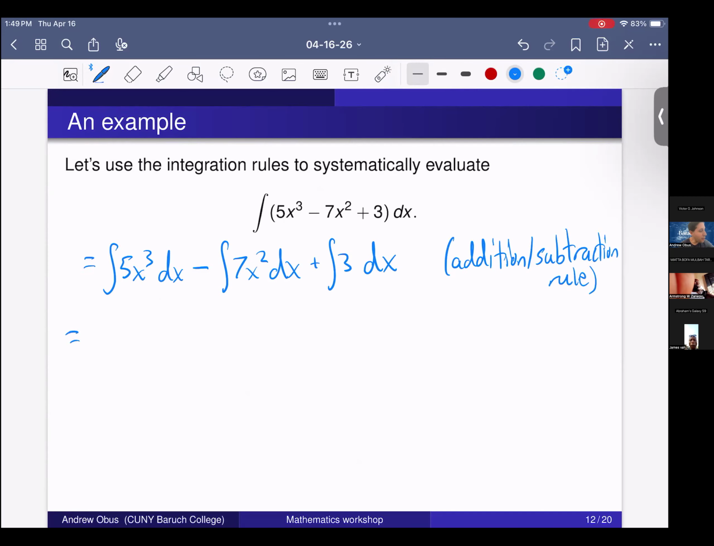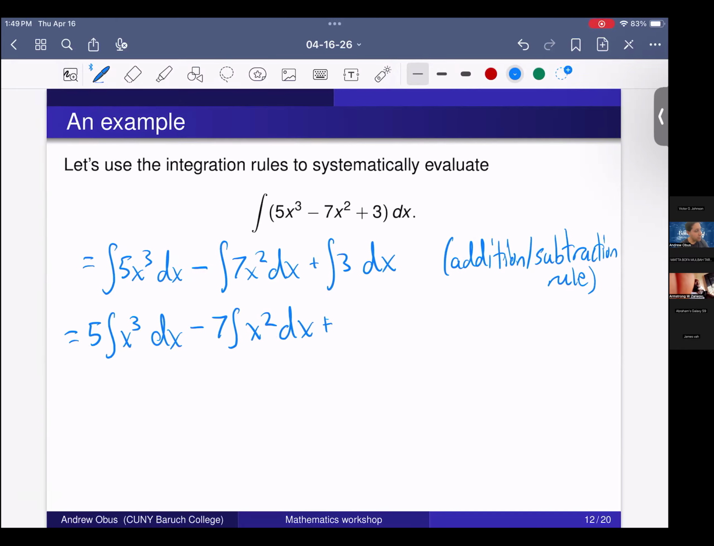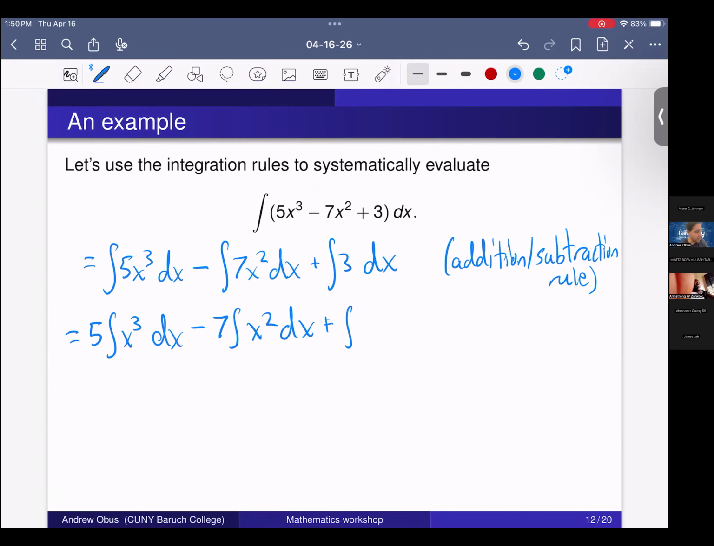And then I have all of these scalars, so I can pull them out. That's 5 times the integral of x cubed dx minus 7 times the integral of x squared dx plus, well, I'll just keep this as the integral of 3 dx. This is the scalar multiplication rule. And then lastly, we use the power rule.